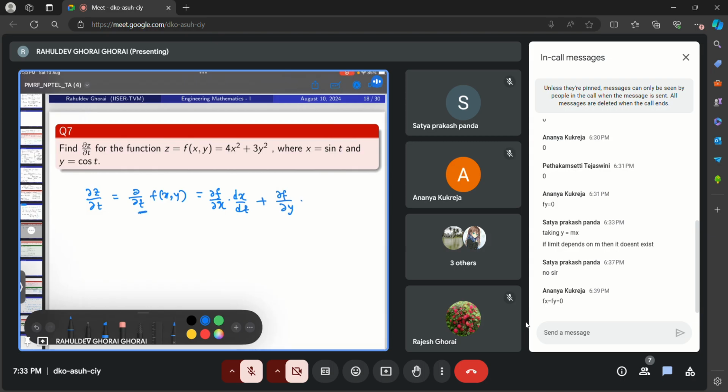Because you cannot take the derivative directly with respect to t, as f is indirectly dependent on t, not directly. It directly depends on x and y, so that's why I'm writing it this way, and that is nothing but your chain rule. It's very easy.